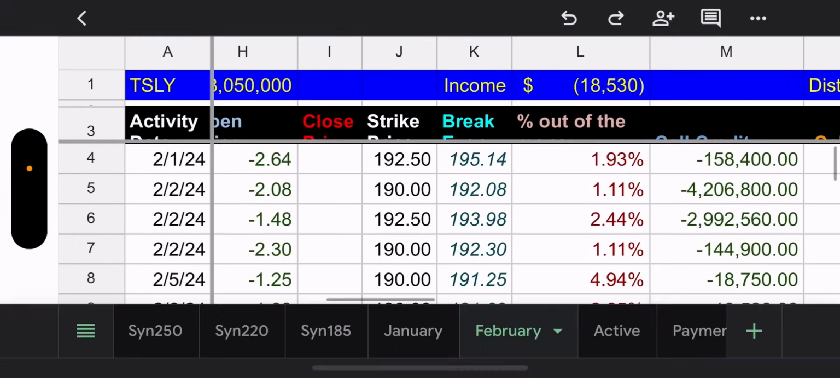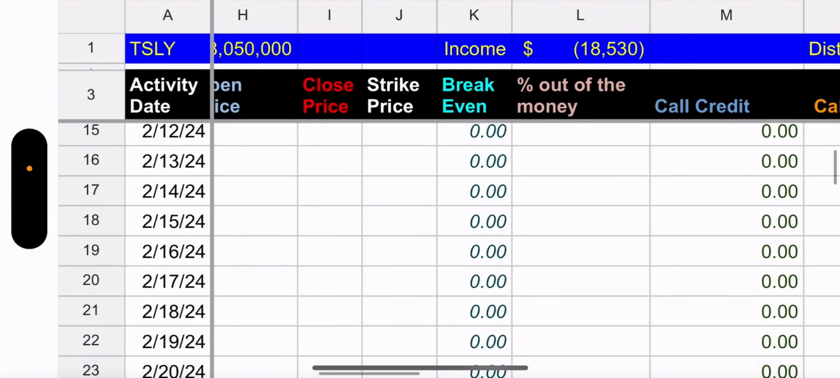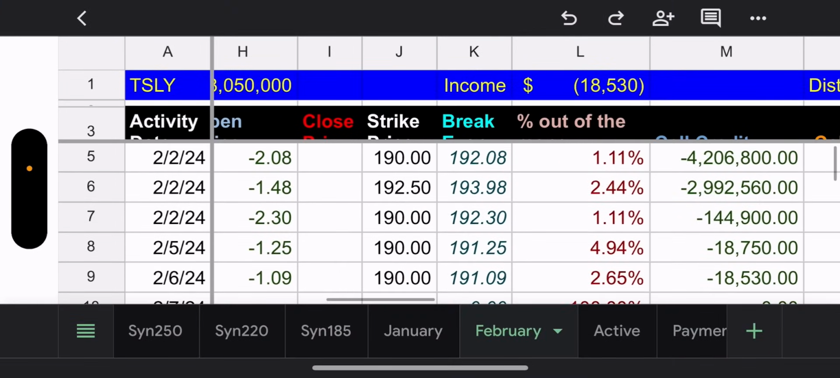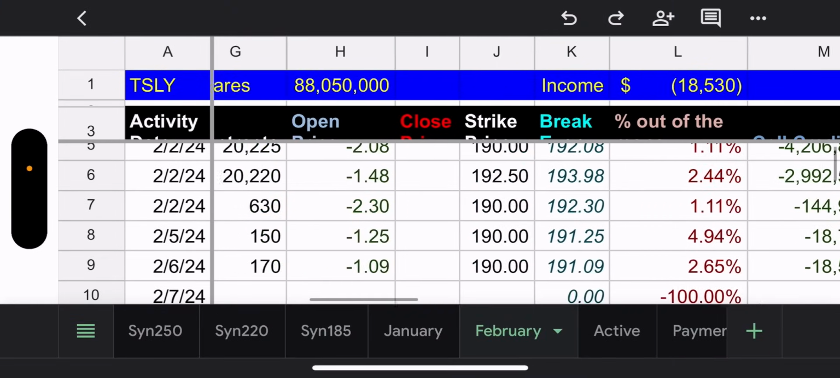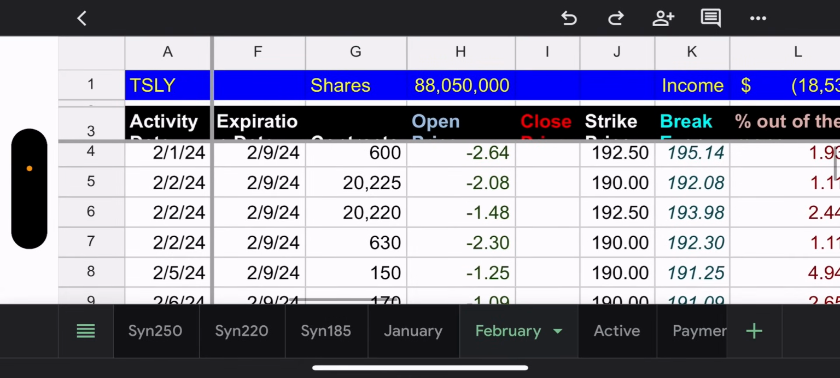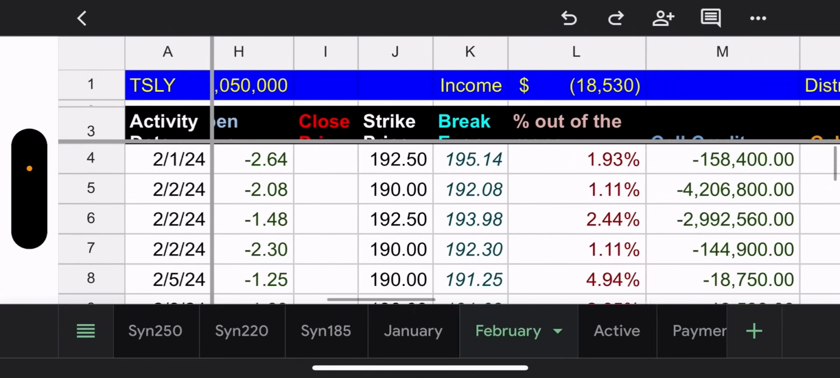And by the way, I haven't really talked about the break-even column, but for the end of this week, again, all of these contracts for TSLY expire Friday, February 9th.